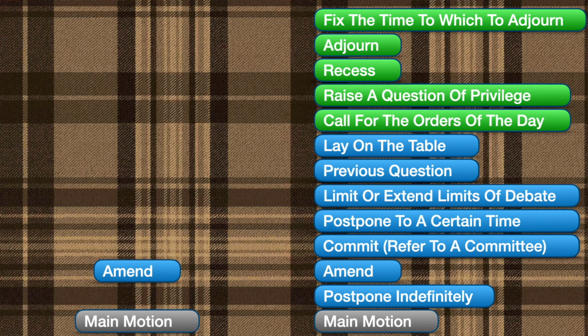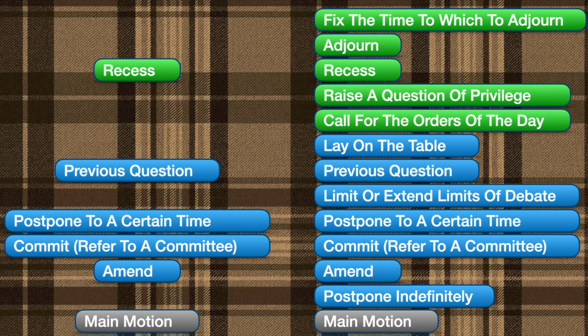And it is possible for any number of ranking motions to be pending at one time, provided that each is made at a time when it is in order, and the same principle holds true. The pending motion that was properly placed before the assembly last is the immediately pending motion. And only a motion that takes precedence over the immediately pending motion is in order.